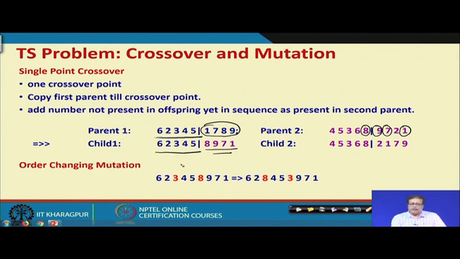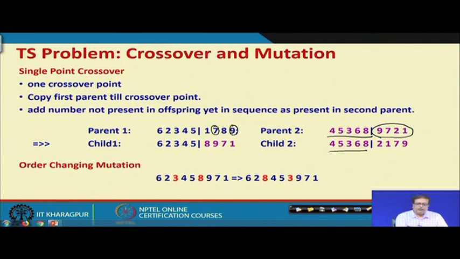Similarly, for child 2, look at the method: 4, 5, 3, 6, 8 are directly copied. What are not present? 9, 7, 2, 1. See 9, 7, 2, 1 in the second parent: this is 9, this is 7, this is 2 and this is 1. So, in that order, 2 1 7 9. This is the kind of crossover which is suitable for such permutation encoding problems.